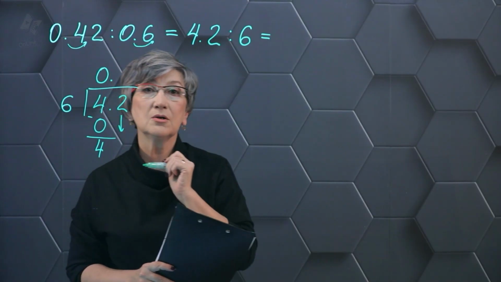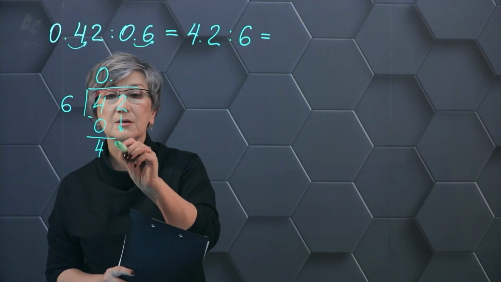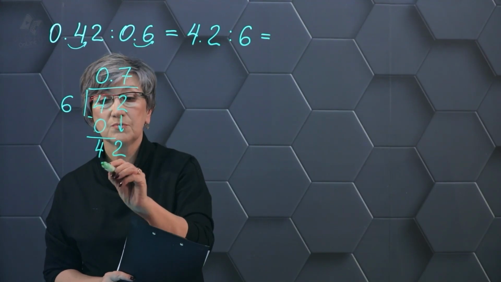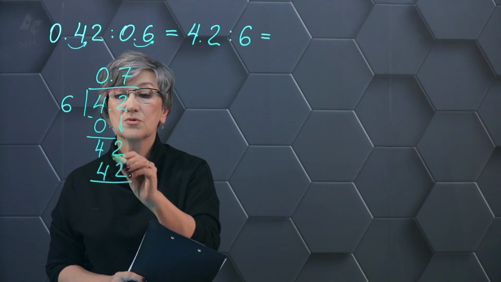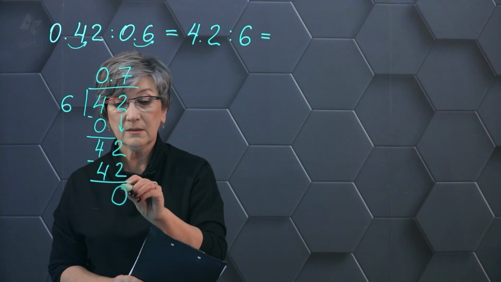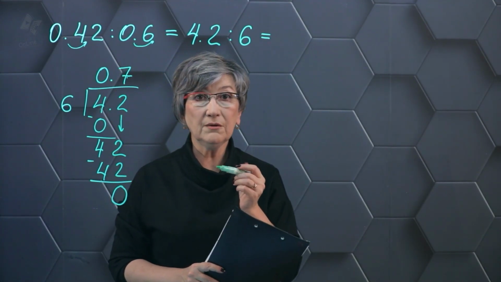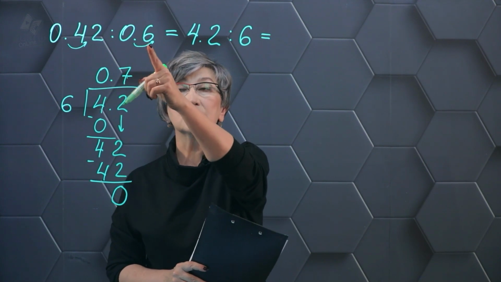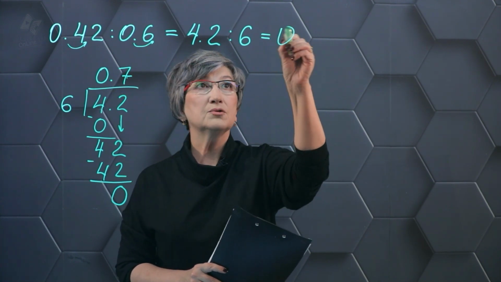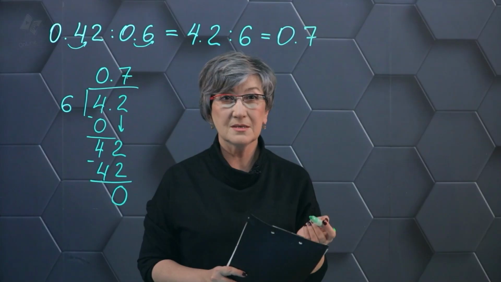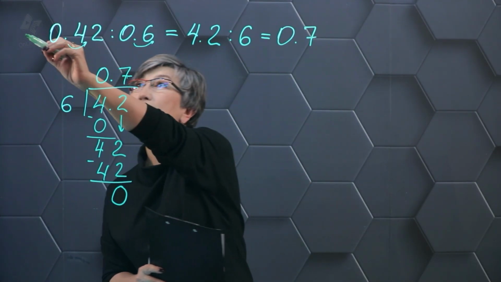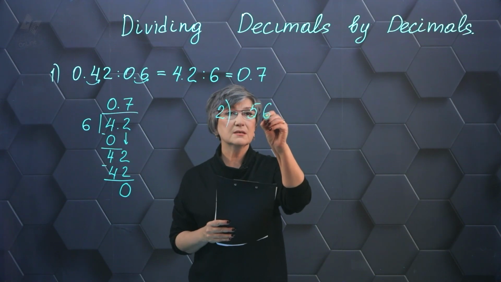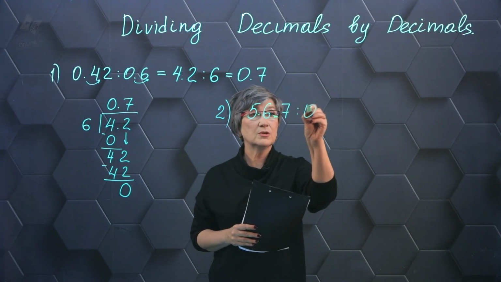Dividing 42 by 6 gives the result of 7, and multiplying 6 by 7 yields 42. The dot's placement within the quotient is crucial. 42 subtracted by 42 yields 0. The remainder is 0, so I've done the division. So 0.42 divided by 0.6, I've got 0.7. Now, this is another example that we're going to look at: 56.7 divided by 0.18.